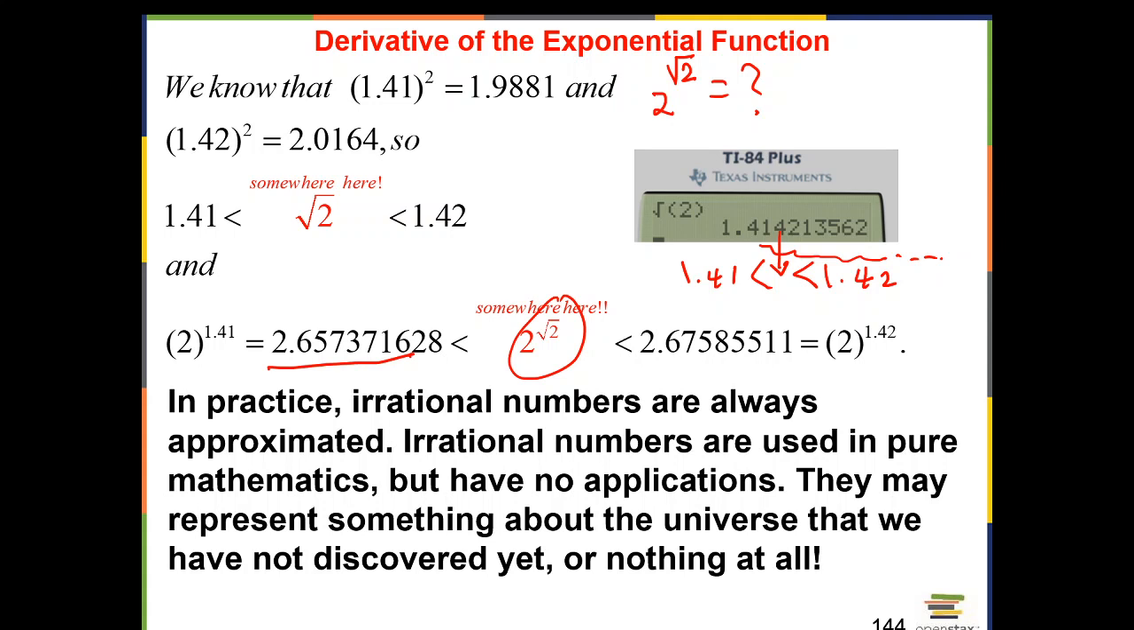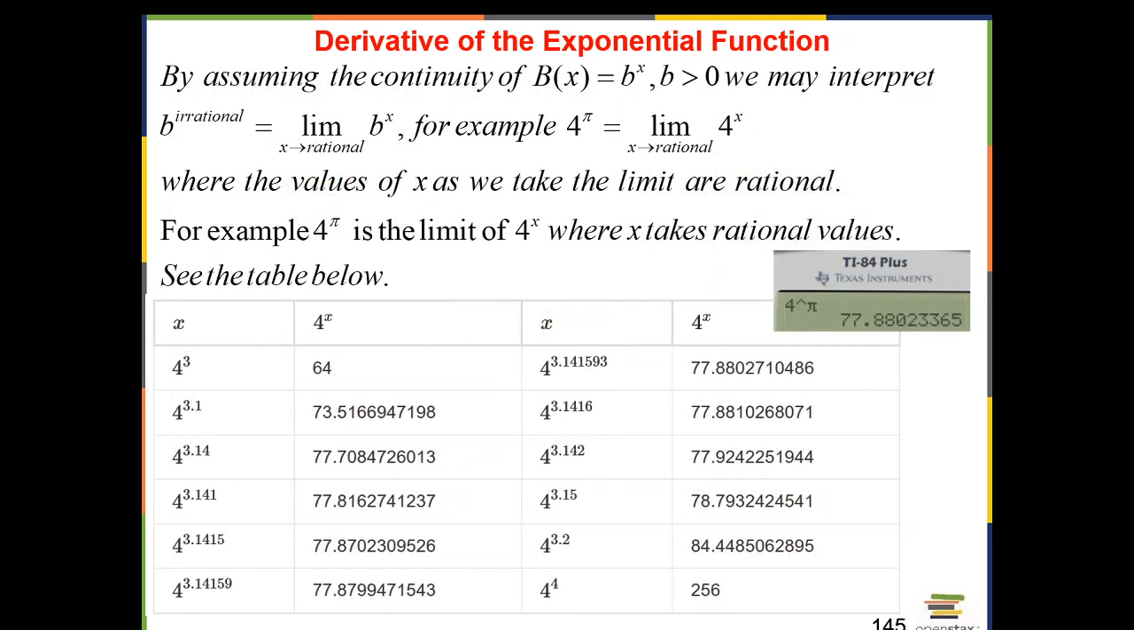Maybe it's just our imagination, our wrong interpretation of nature. We don't know. But for now, let's make sense of it this way. By assuming the continuity of this function, remember we assume that this is continuous, right? And b is positive. We may interpret b to an irrational number to be this limit: the limit of b to x when x approaches rational numbers, right?